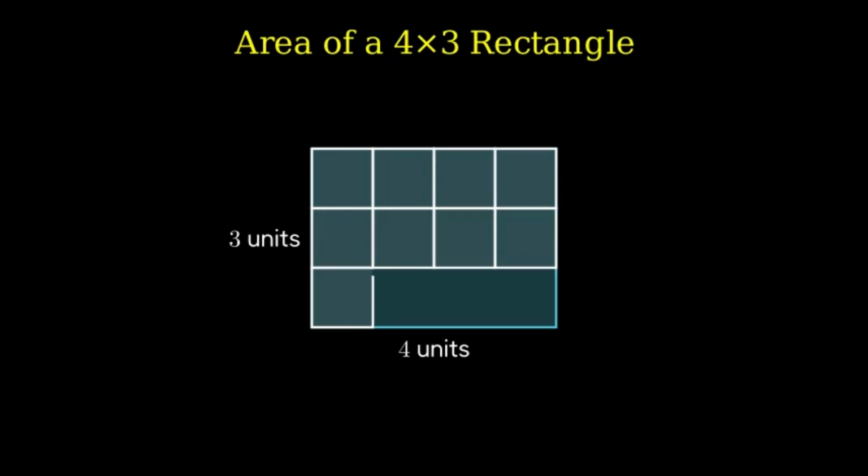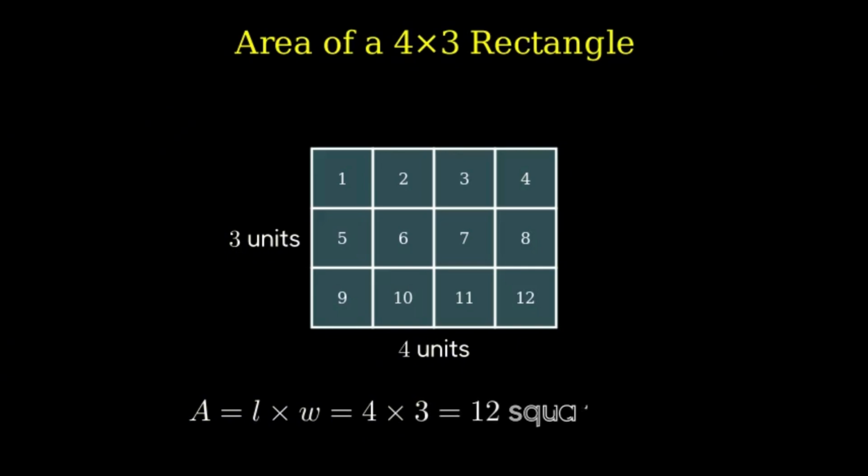One way to find the area is to divide our rectangle into unit squares. Each unit square has a width of 1 unit and a height of 1 unit. To make it easier to count all the unit squares, let's number them from 1 to 12. Notice how we have 4 squares in each row, and we have 3 rows in total. When we count all these unit squares, we find that there are 12 squares in total. That means our rectangle covers 12 square units of area. This is our first method for finding area, counting all the unit squares.